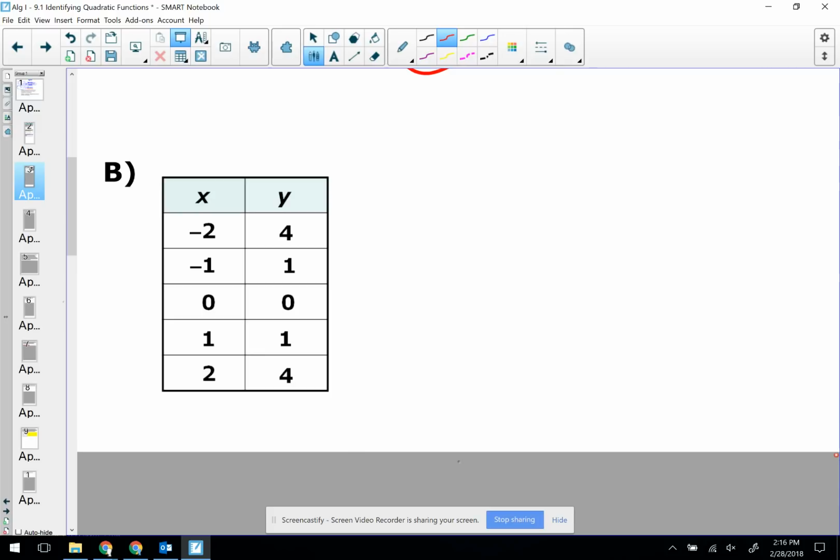Try this one on your own. Remember, every example we do on the board, you do in your notes. Down 3, down 1, up 1, up 3. See the symmetry going on? Is that quadratic? Let's check.